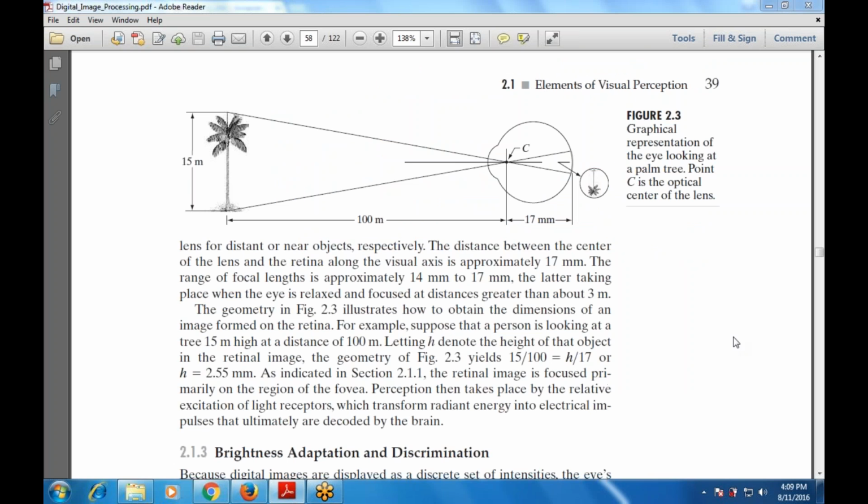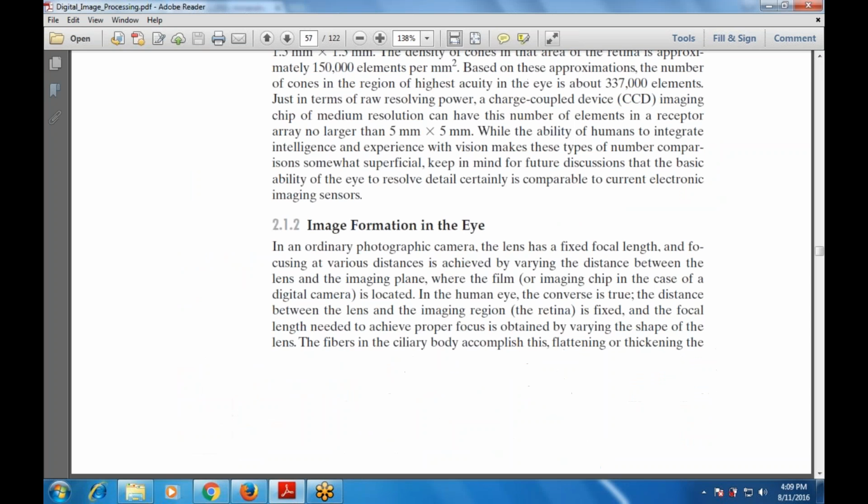So in the last class, we started with how to view the image, or how to create the image, that is, image formation in the eye. If I'm talking about the ordinary or simple camera, the lens has a fixed focal length and focusing at various distances is achieved by varying the distance between the lens and the imaging plane where the film is located.